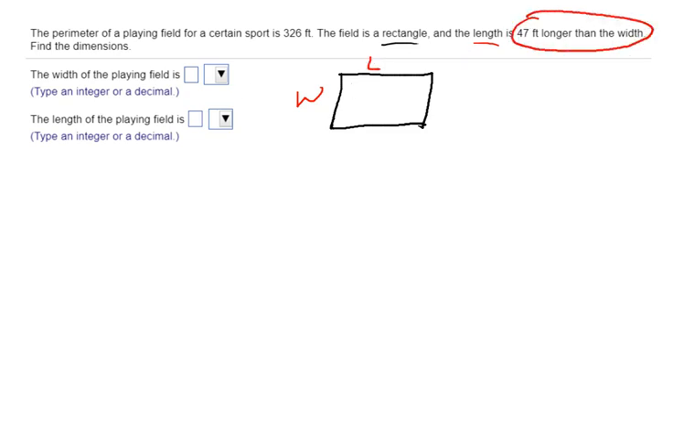So we have some information about the length. We have no information whatsoever about the width. So my advice to students with these word problems is always let your variable, let x, be the one that you know the least about. So I'm going to let x represent the width because I'm not told anything about the width. So x will be the width. And then the length, I use my clue to represent that. It's 47 feet longer than the width, which is x. So 47 feet longer than x can be written as x plus 47. Right, it's 47 feet longer than whatever the width is.